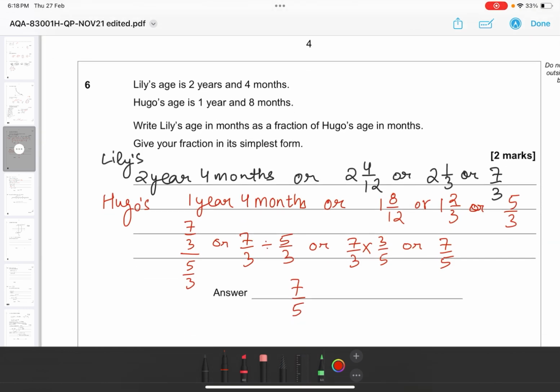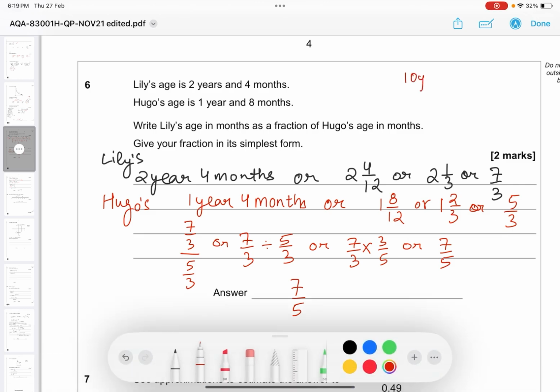Lily's age is 2 years and 4 months. Hugo's age is 1 year and 8 months. Write Lily's age in months as a fraction. Listen carefully, as a fraction of Hugo's age in months. Now, for example, if my age is 10 years and my father's age is 40 years. This is me, this is my father. If I ask you, write my age as a fraction of my father's age, what will you say? My age, that is 10 upon 40. The fraction would be 1 by 4, right? They have complicated it by converting it into a mixed fraction.